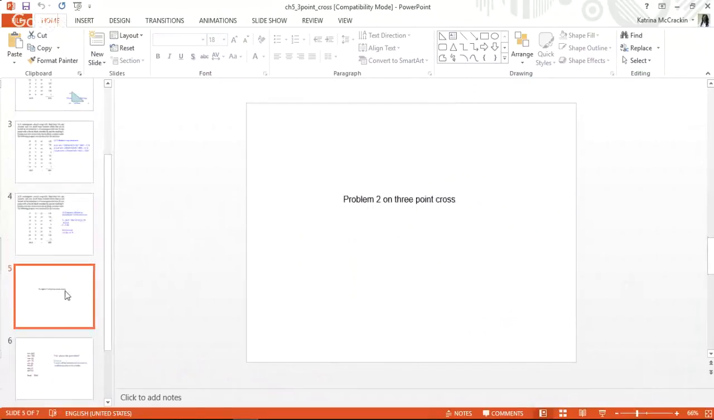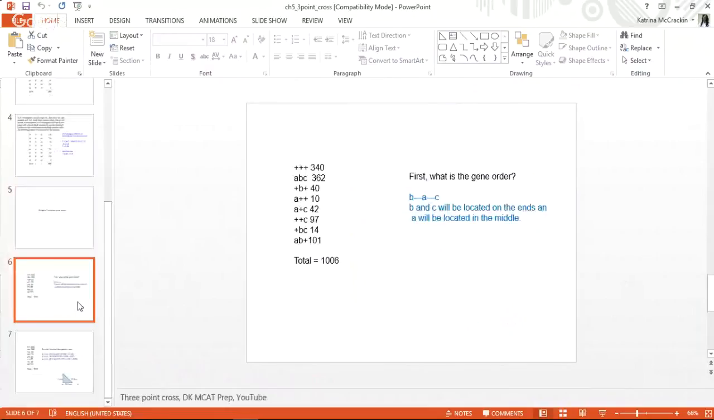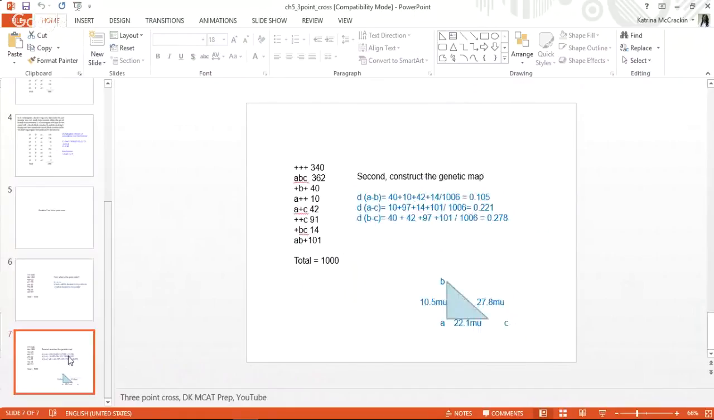And then we're going to move on to problem 2 on the 3-point cross. Very similar problems. First, we have to find what is the gene order, and the gene order is B and C will be located on the ends, and A will be located in the middle. And you could determine that from this, but you can also determine it by constructing the genetic map.